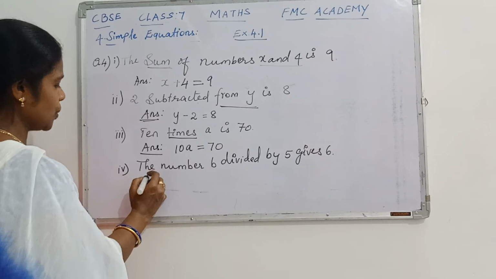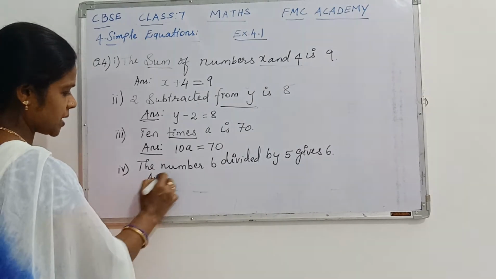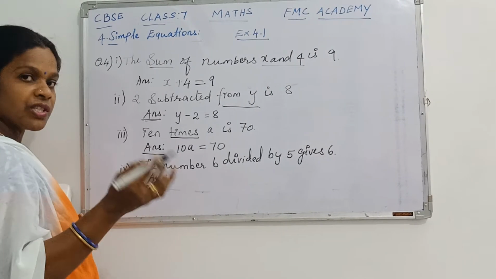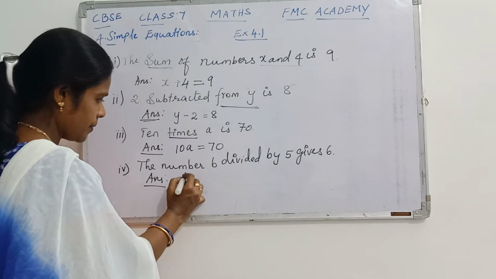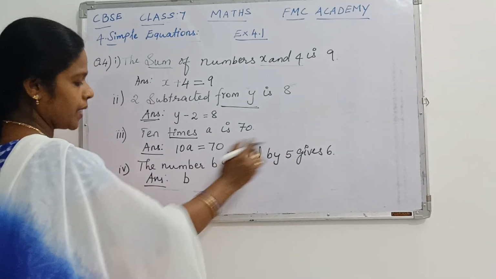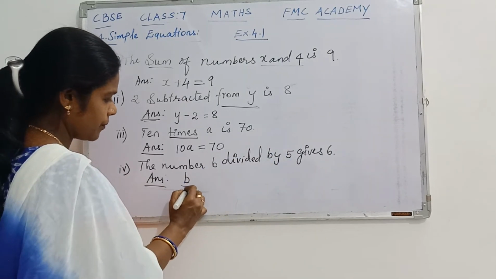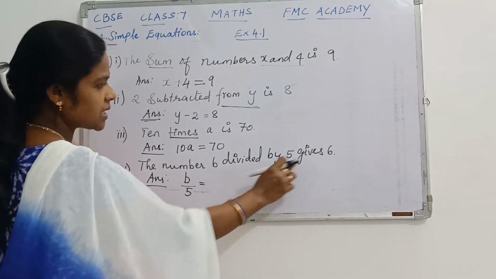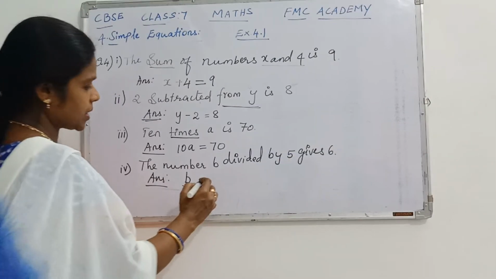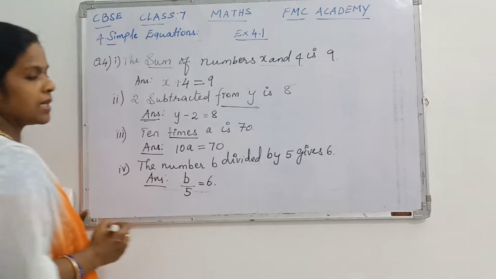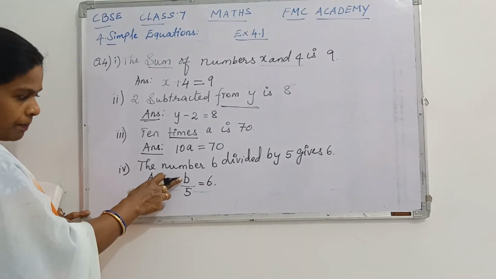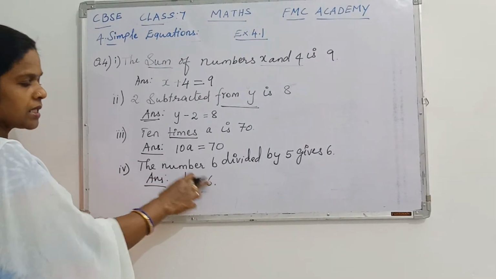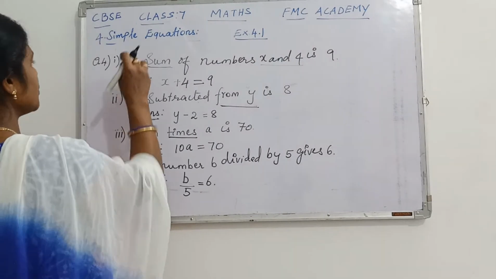Let's convert it into equation form. So just see, the number. Which number? b. So b divided by 5, which gives the answer as 6. So is equal to 6. That's it. So you can see the meaning now. b divided by 5 is 6. That's it. Now let's move to the fifth one.